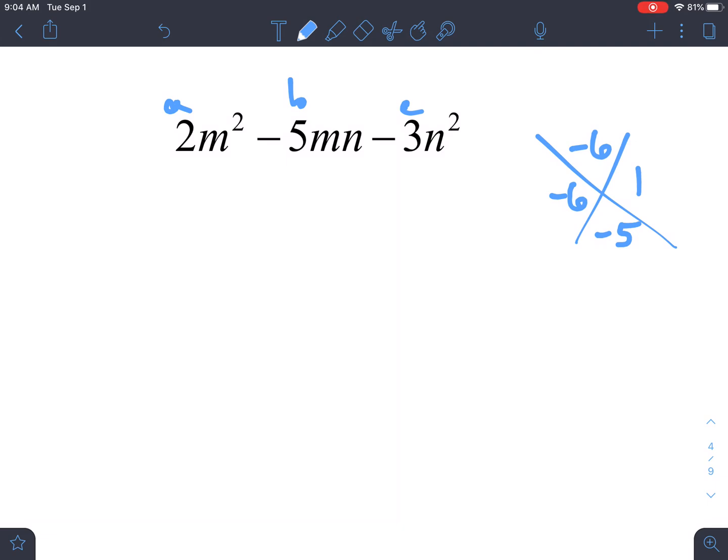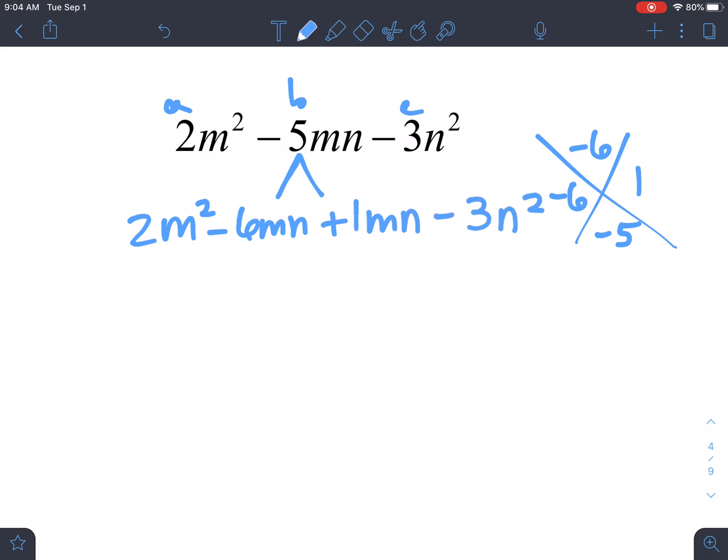Okay, so for this one, again, we're splitting the middle. So I have 2m squared. And notice that I have mn as my variable here. So I'm going to have to use these two terms, negative 6 and 1. And I'm going to do negative 6mn plus 1mn minus 3n squared. And I really want you guys to focus. Negative 5 is still right there. Negative 6 plus 1. All I did was just split it in a certain way.